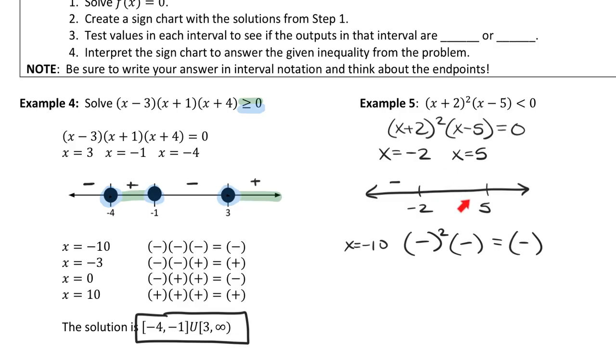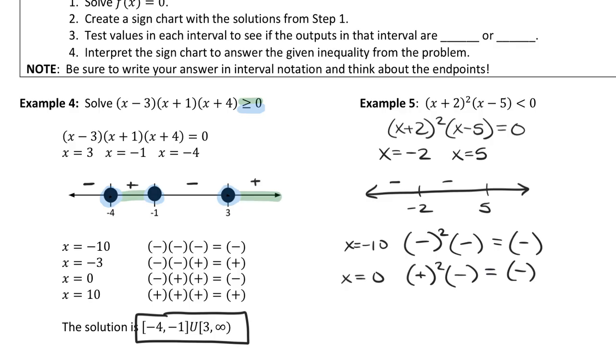Okay, can you guys give me an easy number to plug in between -2 and 5? This is the easiest number to plug in, actually. 0. 0 is a very easy number to plug in. So if we plug in 0, theoretically put a 0 right here. What is 0 plus 2? Is it positive or negative? Positive. So I'm going to have a positive squared. And then I'm going to have a 0 minus 5. Is that a positive or a negative number? Negative. So then it's a negative. Positive times positive is positive, times negative is negative. So I'm going to have another negative little section there. Okay.